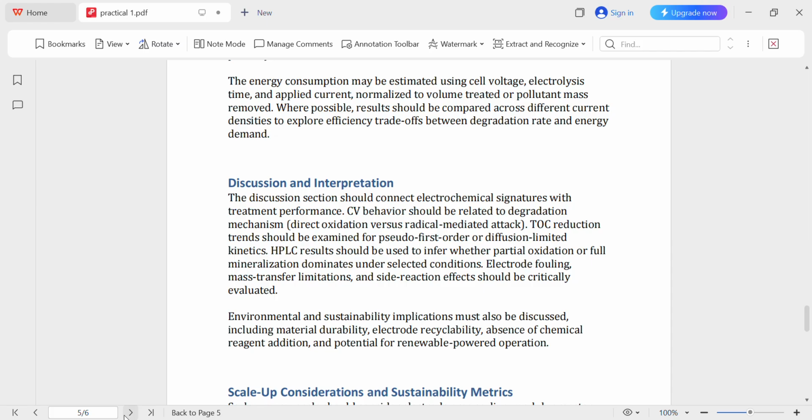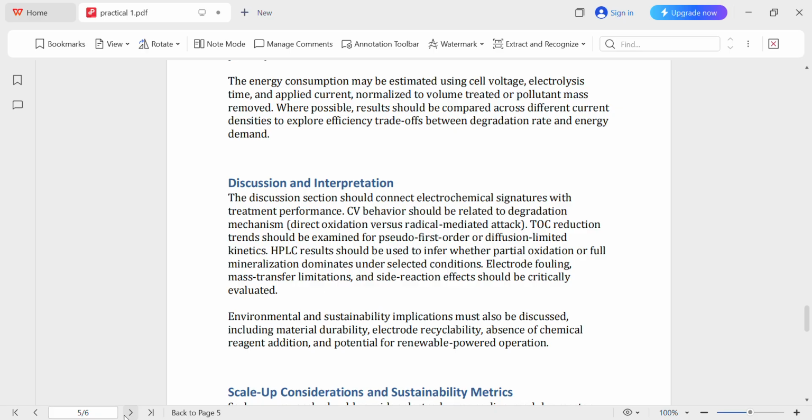CV behavior should be related to the degradation mechanism: direct oxidation versus radical mediated attack. This means using the cyclic voltammetry result to figure out how the pollutant is being broken down, by direct oxidation or by radical mediated attack. Direct oxidation means the pollutant reacts directly at the electrode, and in radical mediated attack, reactive species like hydroxyl radicals attack the pollutants.